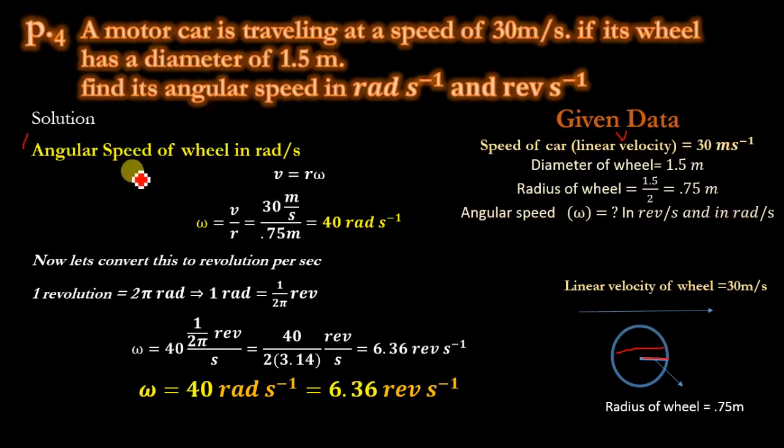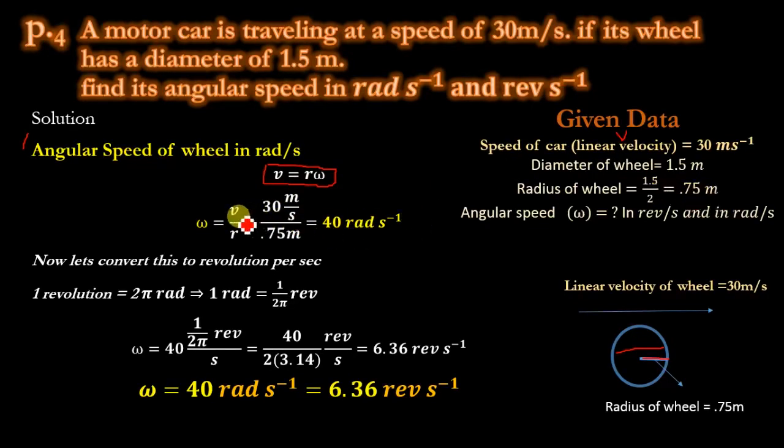We know that the angular speed and the linear velocity are related to each other by this equation: v is equal to r omega, where v is the linear velocity, r is the radius, and omega is the angular velocity. Solving this equation for angular velocity, we get omega is equal to v by r, where linear velocity is given as 30 meters per second and the radius is 0.75 meter.